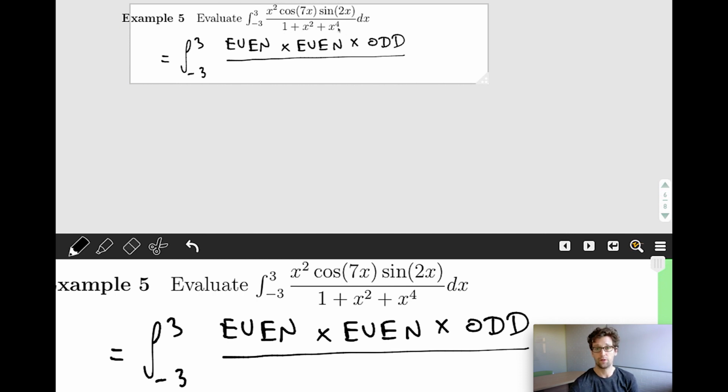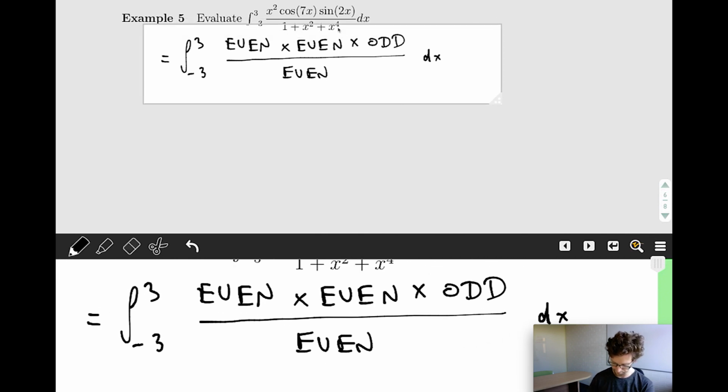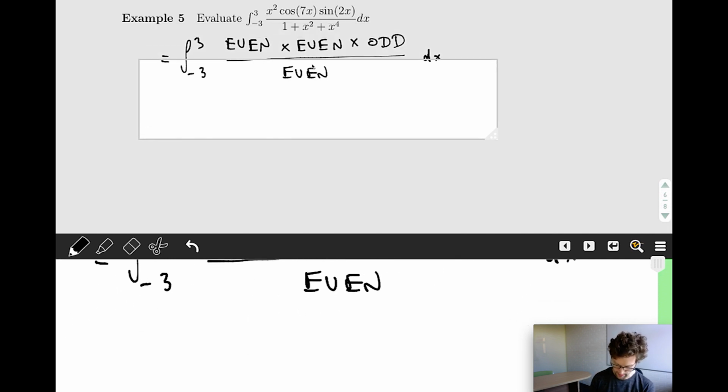1, x squared, and x to the fourth, those are all even functions, right? Because if I replace x with minus x, I get the same thing back. So I'm dividing by an even function. So I've got even times odd divided by even. And division is just the same as multiplication when it comes to the properties of odd and even functions. So I have even times odd divided by even, so that whole thing will be the integral from minus 3 to 3 of an odd function.